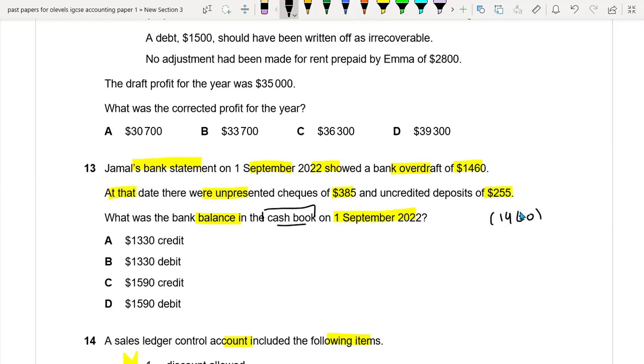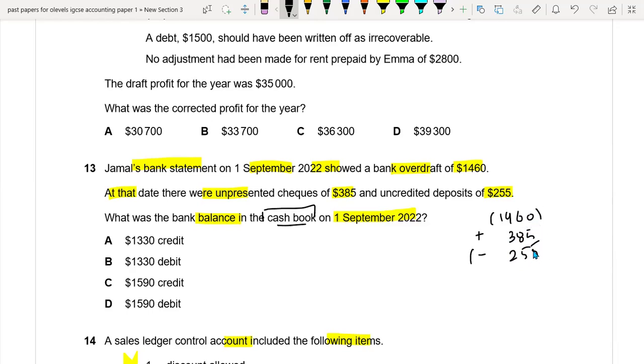We have the balance of the bank statement. Unpresented cheques, we have deducted from our cash book, but the bank didn't deduct them. So that's why we have to add it back: 385. And the uncredited deposit is 255. We have added it, but the bank didn't, so we have to deduct it. Since this is the overdraft, we have to add the unpresented cheques and minus the 255, the uncredited deposits.